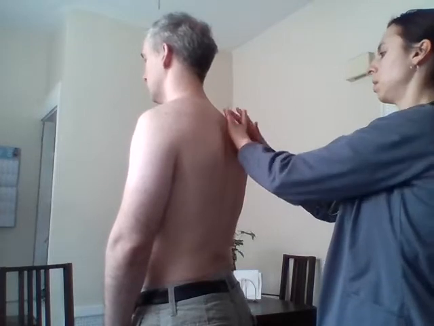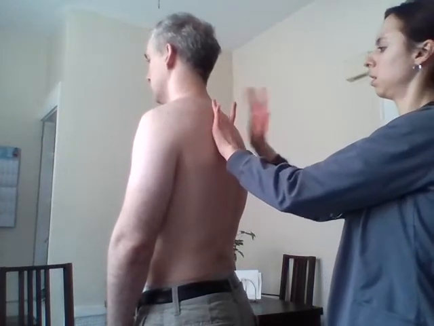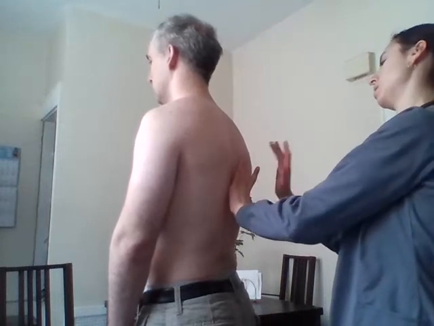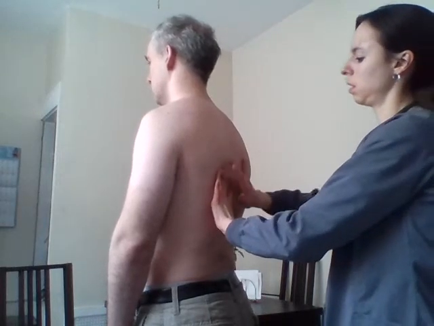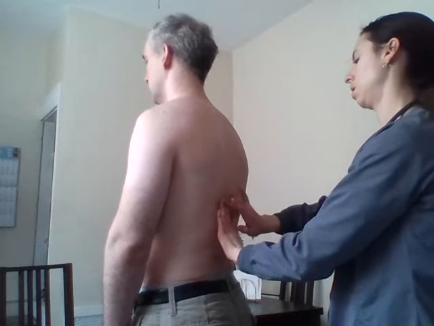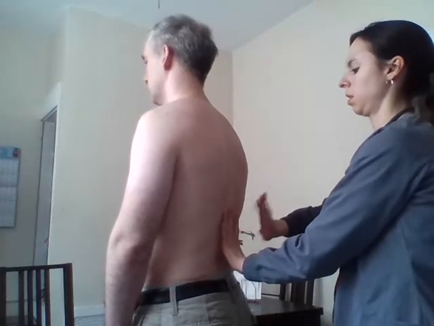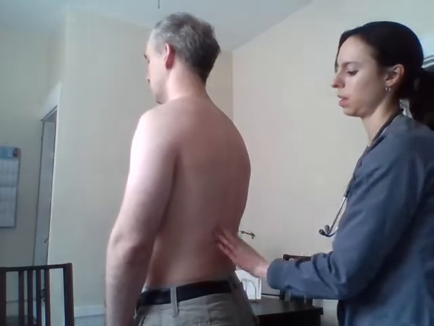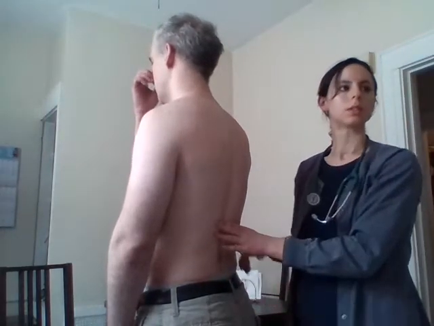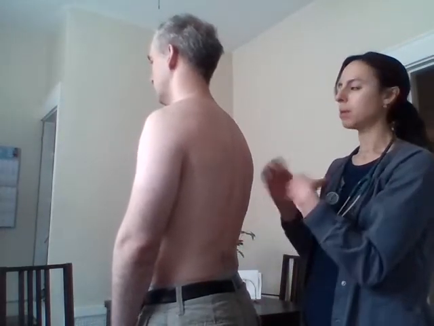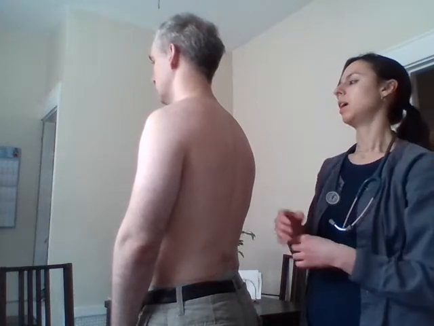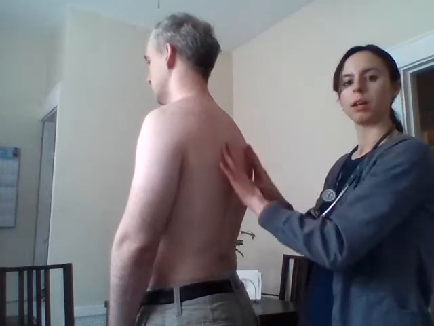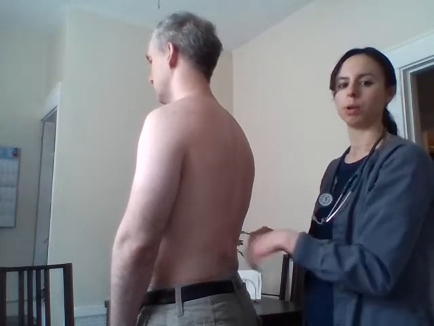Hearing resonance up here. Resonance. Starting to hear some dullness down here. Okay. So I did the side-by-side comparison here as well. And what was resonant on both sides, and then dull on both sides.